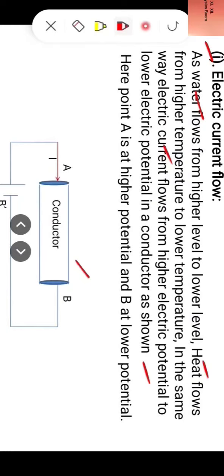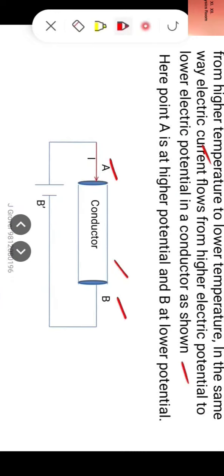Here, point A is at higher potential and B is at lower electric potential. Here current I flows from the positive terminal of the battery through the conductor to the negative terminal of the battery, as shown by a red arrow. So this is how current flows from higher electric potential to lower electric potential. We will learn in more detail in the next slide.